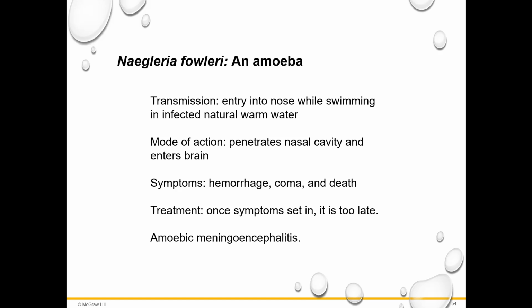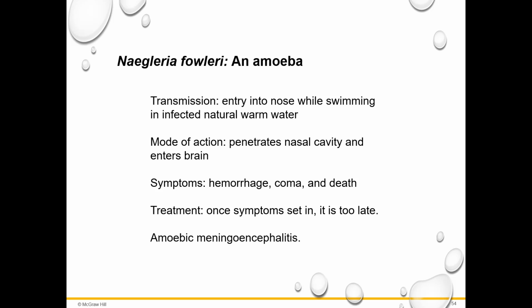Naegleria fowleri is an amoeba. Transmission of this one is entry into the nose while swimming in infected natural warm water. The mode of action: it penetrates the nasal cavity and enters into the brain. It will start encysting in your brain, and it can form these large cysts which destroy brain matter, and that causes hemorrhage, coma, and death. A very high percentage of people that get Naegleria fowleri die from Naegleria fowleri. There is a treatment for it. You can get treated using those drugs, but usually once the symptoms set in, it's too late. And the people that do survive have ongoing, permanent disabilities, and they have permanent brain damage from this.